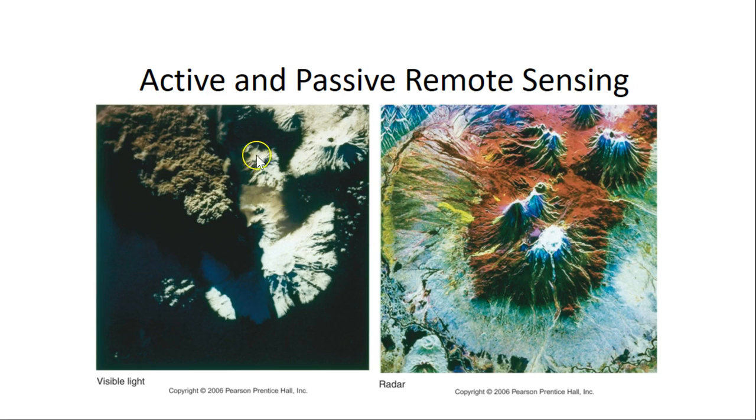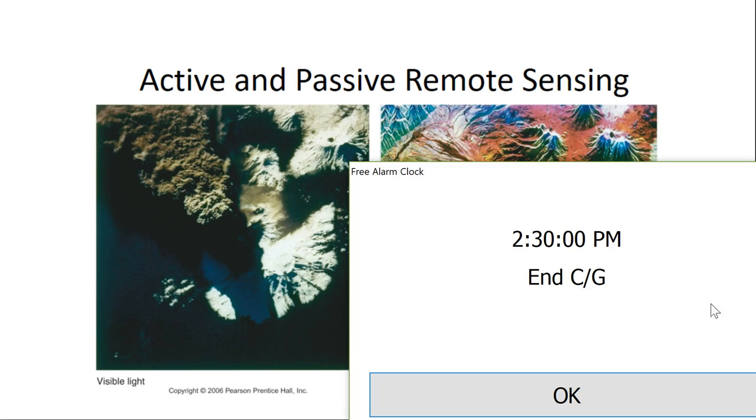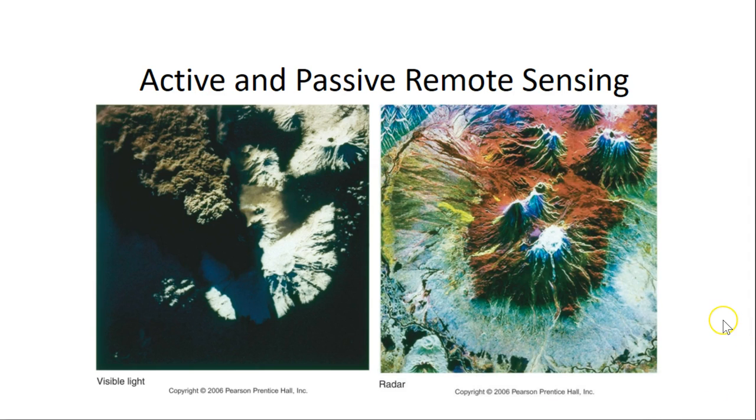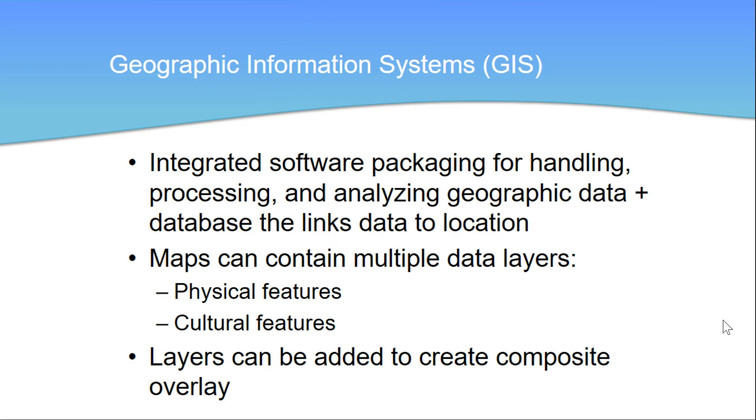Okay, this is passive and this is active remote sensing. And you can see both of them are valuable. They give you two different kinds of information.